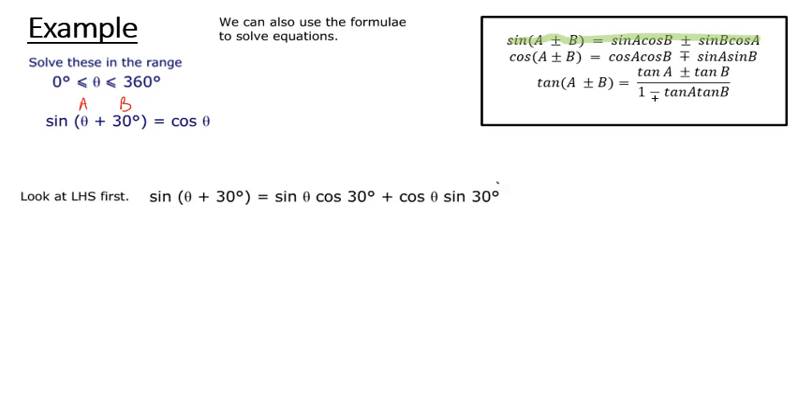So if we look at the left-hand side first, sine of theta plus 30, we can expand it using that highlighted formula. It's going to be sine theta cos 30 plus cos theta sine 30. And then we could work out some of those either on your calculator or using that triangle that we saw earlier. Cos of 30 is root 3 over 2 and sine of 30 is a half. So we could put those in and simplify the left-hand side. But so far we've only dealt with the left-hand side of our equation. We've now got to remember that this was equal to cos theta.